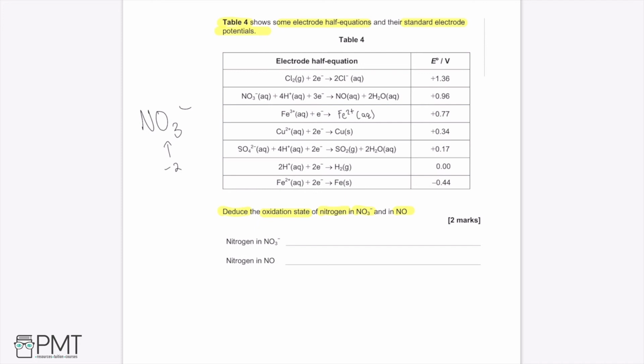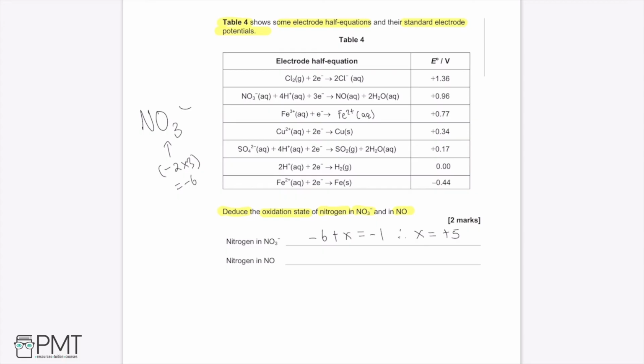Now, if we do -2 times 3, we get -6, knowing that we need to get -1 for the overall compound. So we can set up an equation of -6 plus x equals -1, and if we rearrange for x, we will get an answer of +5.